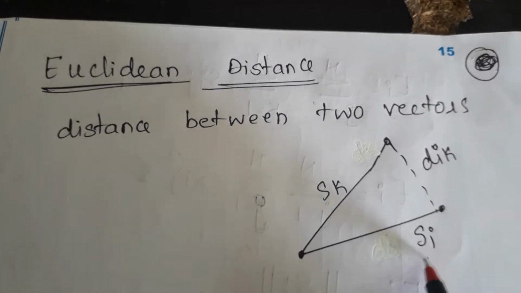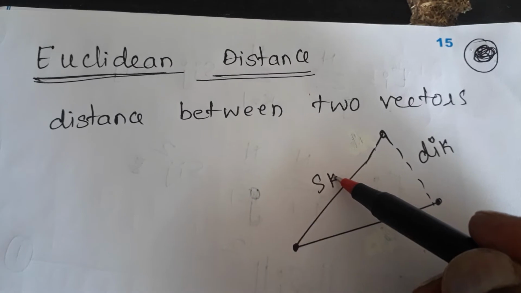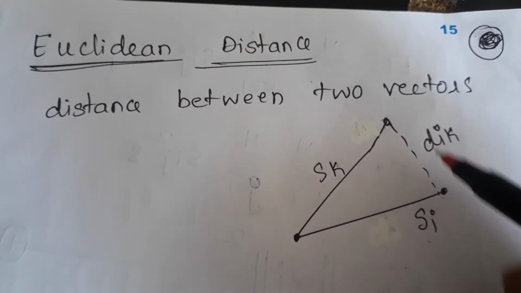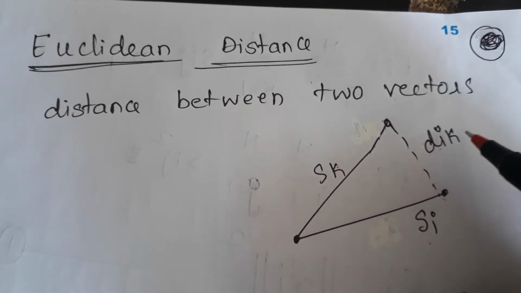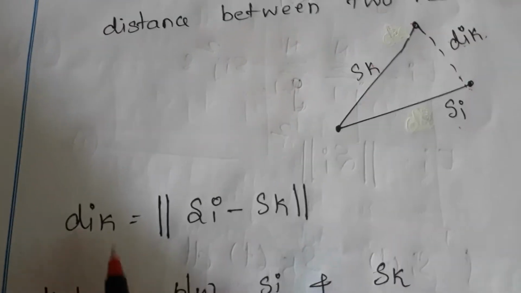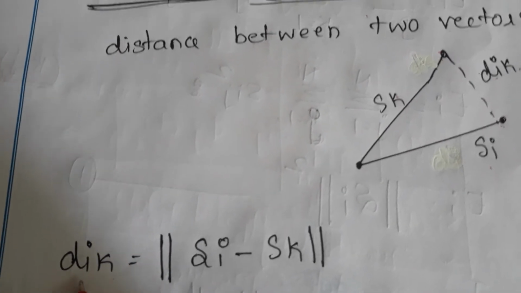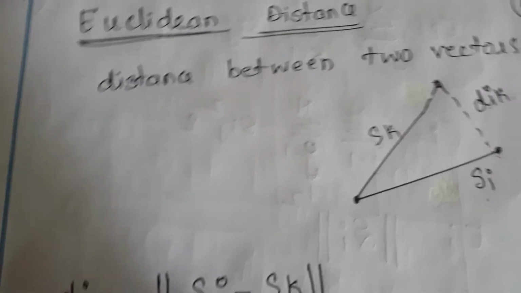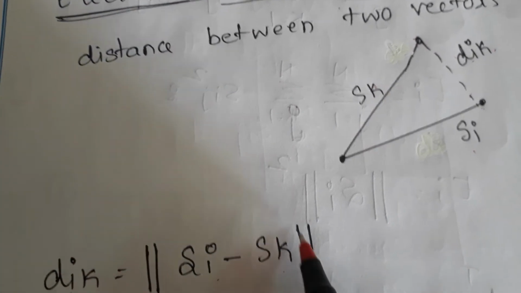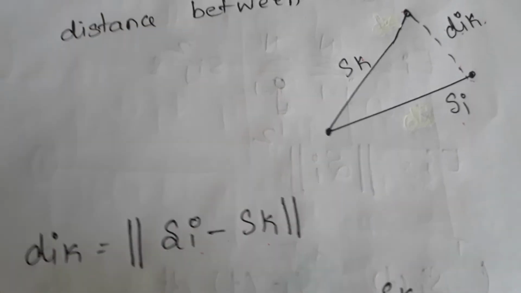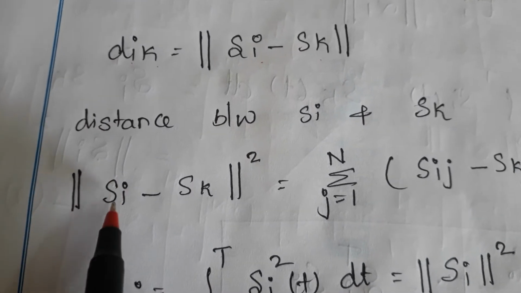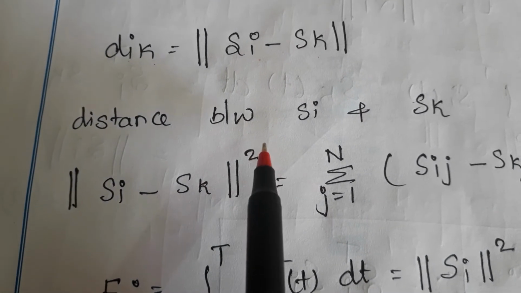First vector is Si, second vector is Sk, and this is a representation, and the distance between them is called Dik. It is given by the formula because it is in vector form. Dik, what's the first term? It is Si minus Sk with the double notation, so the distance is the norm of Si minus Sk, squared.